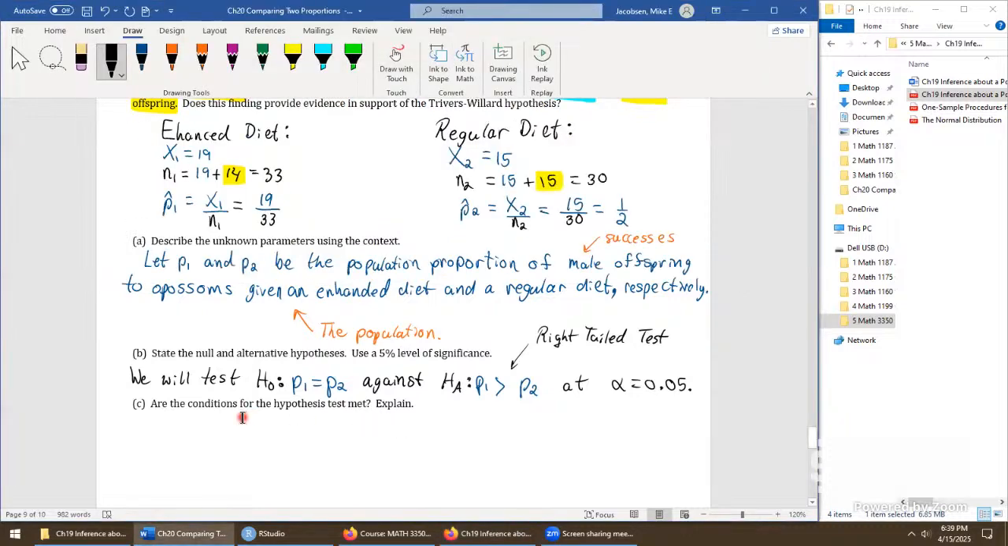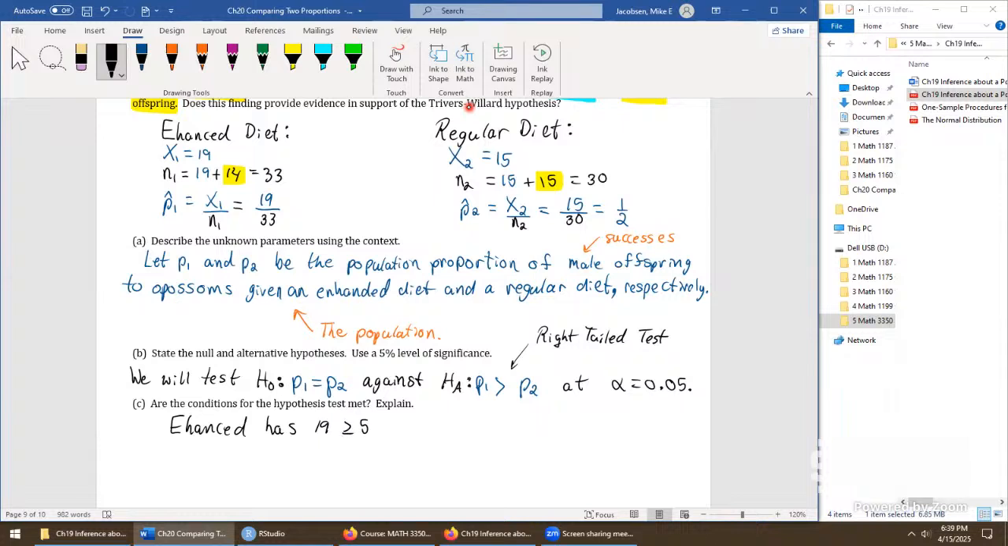But over here for condition checking, we just want expected successes and failures in both samples, this one and this one, to exceed 5. So let's just list them out. For enhanced diet, has 19, which is greater than or equal to 5.